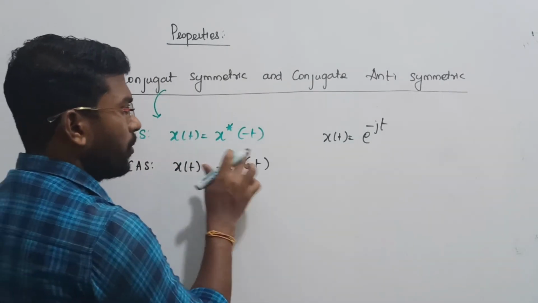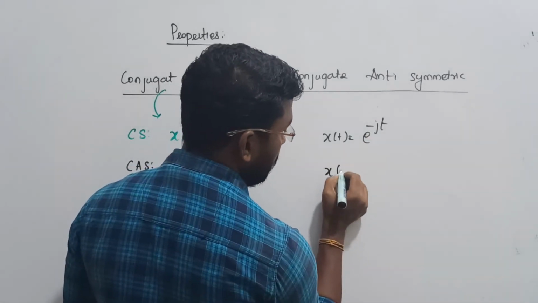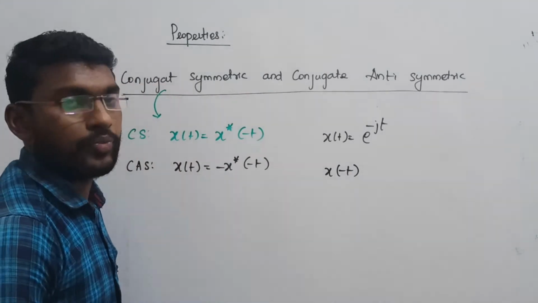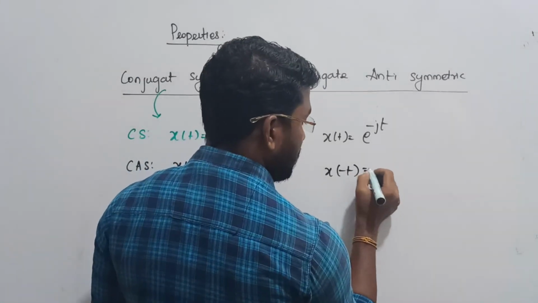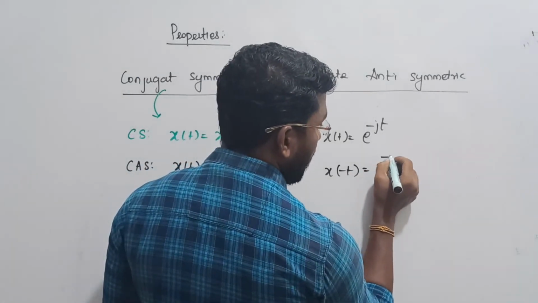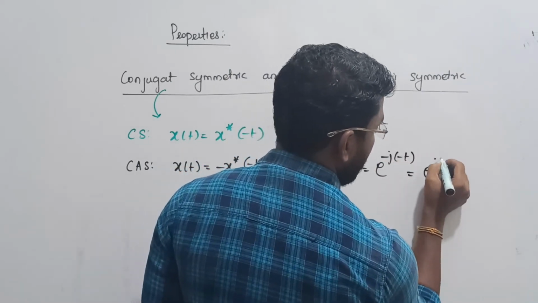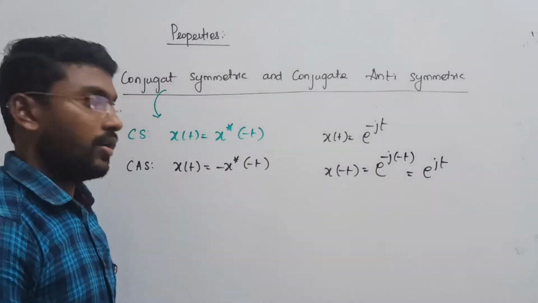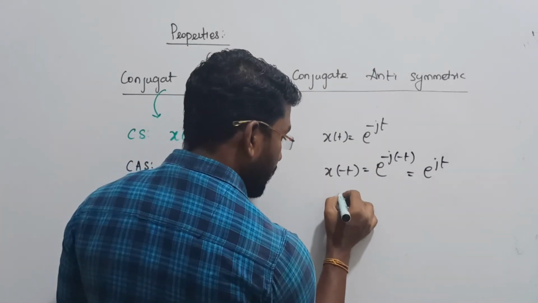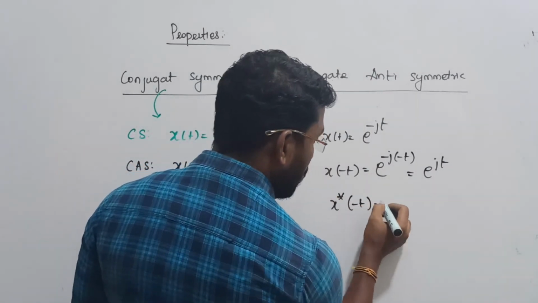Let us check. To find conjugate symmetric, the first step is to find the value of x of minus t. What will we get if we find x of minus t? It is going to be e power minus j minus t, such that what I am getting here is e power jt. Now I am going to find the value of x conjugate of minus t. This is x of minus t.